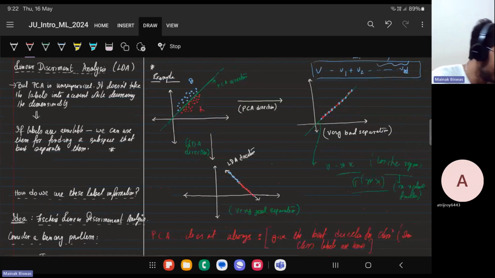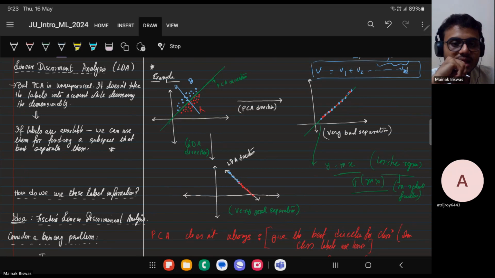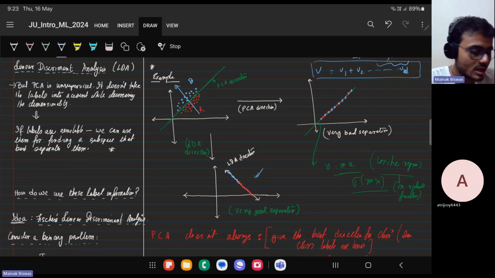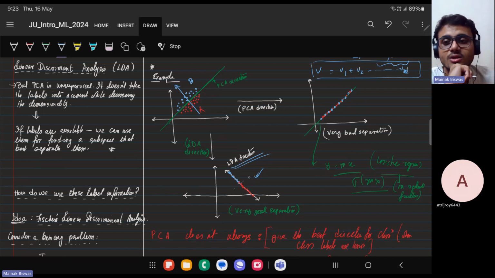Instead, if we had this as our basis vector, then clearly we see that this is called the LDA direction, the linear discriminant analysis direction, and it will give you maximum separability, yes or no? People, when they do LDA, directly use LDA for classification. Simply you will be separating this into two places or not? If they are linearly separable, you will be separating them, yes or no?